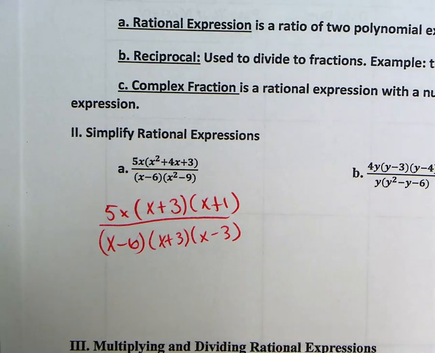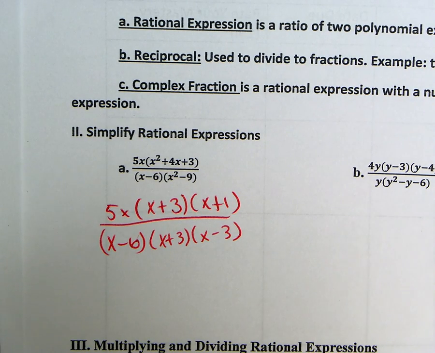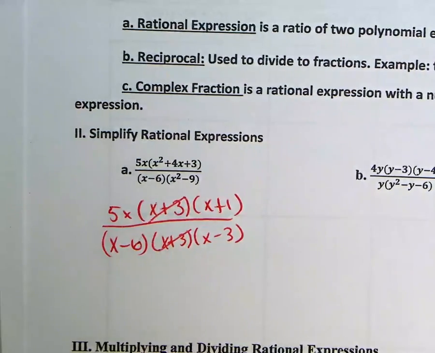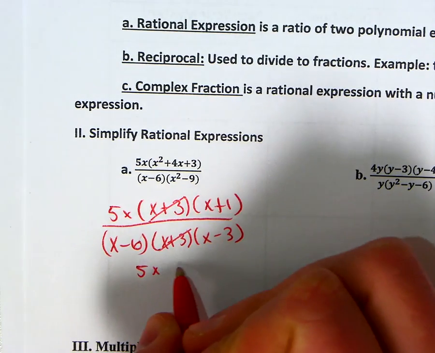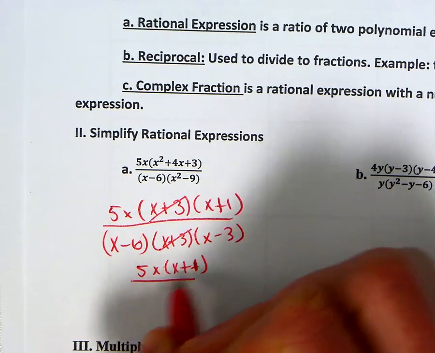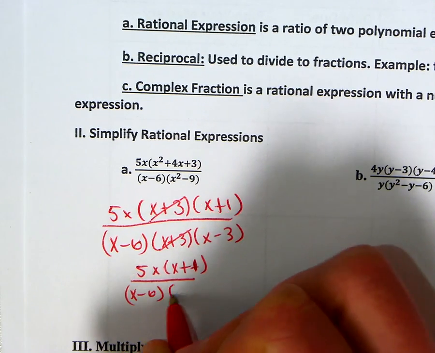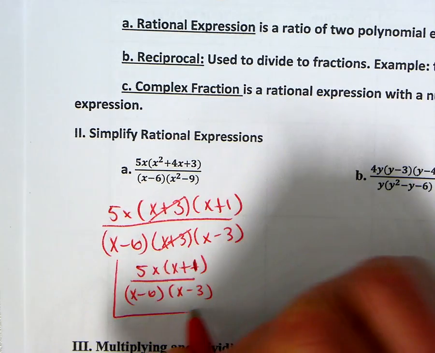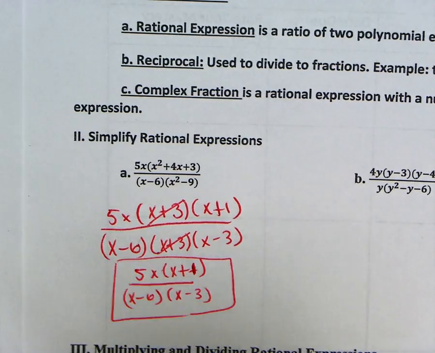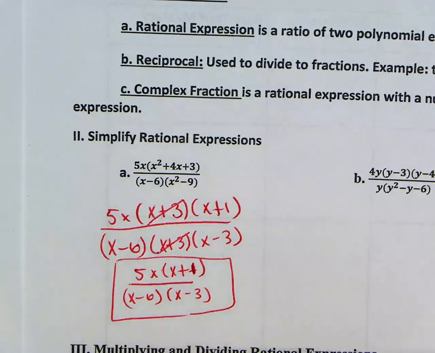From here now, we're just simplifying. We're not solving anything. We're not trying to find out what x is. We are just simply simplifying. And here we have an x plus 3 on the top, and x plus 3 on the bottom. We can cross those off, and now we're left with 5x times x plus 1 divided by x minus 6 and x minus 3. And you can leave it like that. That's simplifying. We can't cross anything else out anymore, so that is what we are left with.